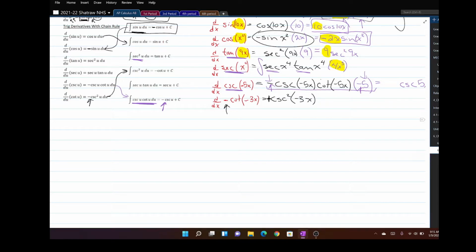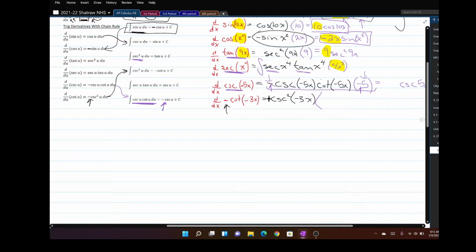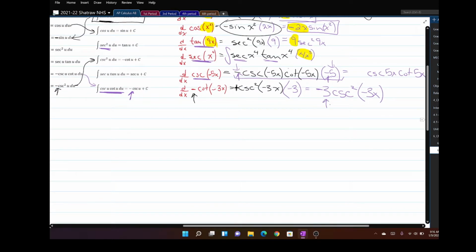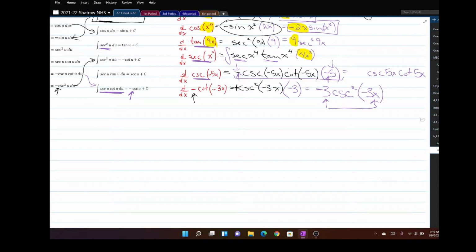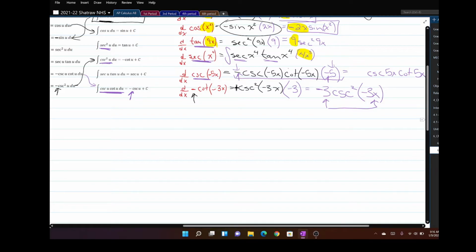And then don't forget your chain rule piece. The chain rule piece is the derivative of negative 3x, which is a negative 3. And so when I end up putting all of that together, I get a negative 3, and here's your cosecant squared, and there is your negative 3x. And now, boy, this looks great, doesn't it? You can really tell what the integral is. The integral of cosecant squared u, wait a minute, should be a negative. Oh, well, here is my negative.